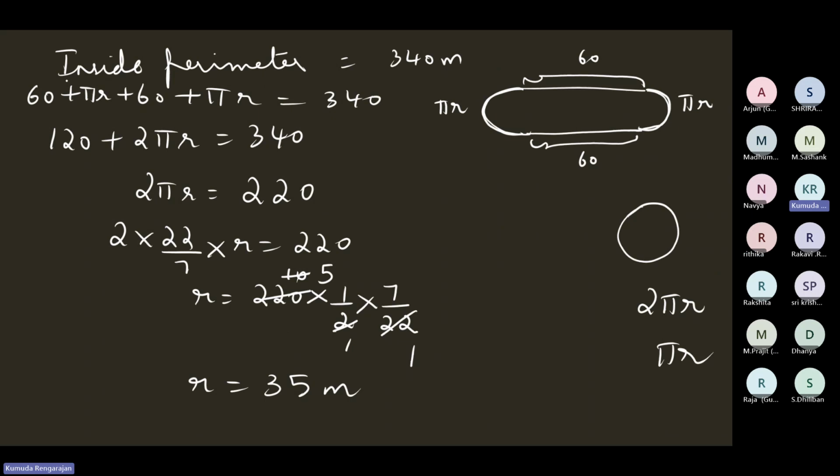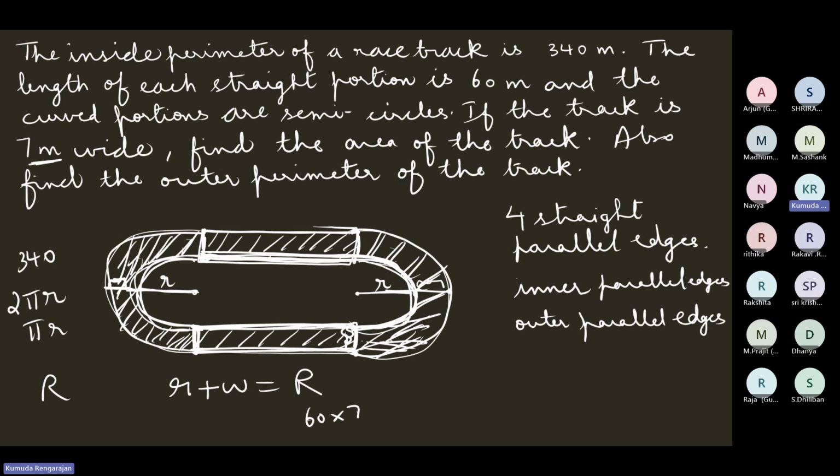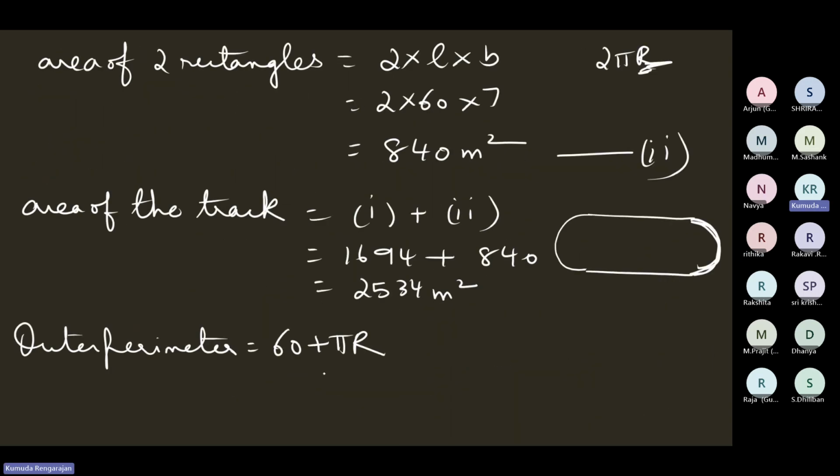For inside perimeter, we said 60 plus pi small r plus 60 plus pi small r, because for inside perimeter, it is the inner semicircle. For outside perimeter, it's the outer semicircle. So the outer perimeter will be 60 plus pi capital R plus 60 plus pi capital R.